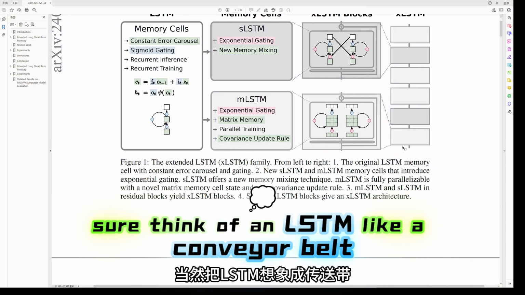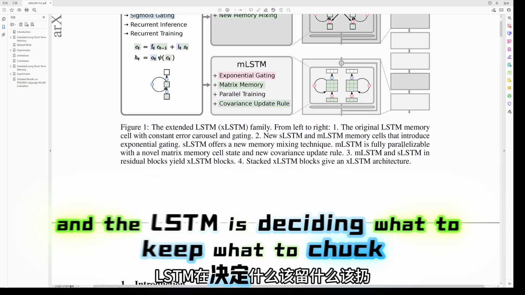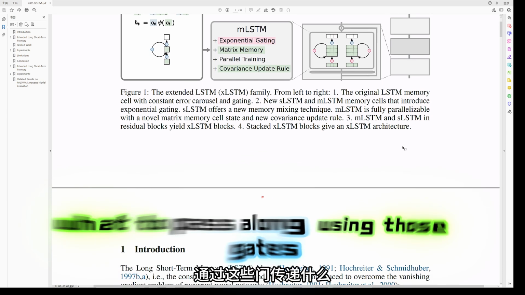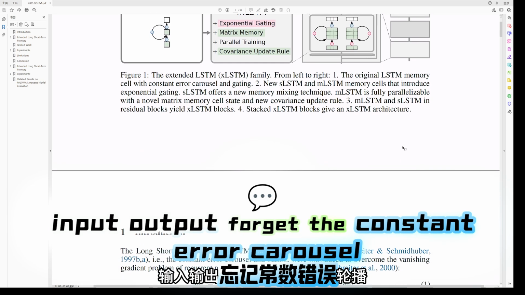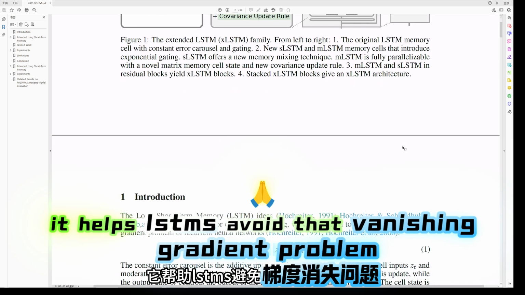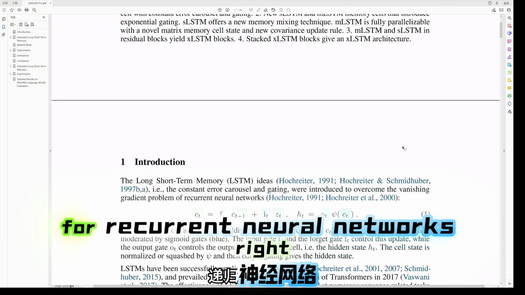Sure. Think of an LSTM like a conveyor belt, but it has a special memory. Information's flowing along, and the LSTM is deciding what to keep, what to chuck, what to pass along using those gates. Input, output, forget. The constant error carousel, that's the key. It helps LSTMs avoid that vanishing gradient problem, which used to be a real headache for recurrent neural networks.